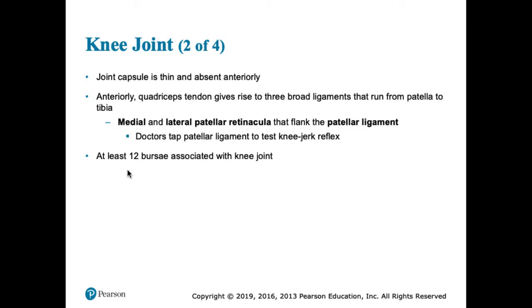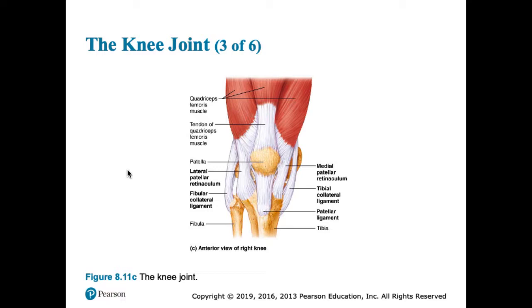And at least 12 bursae are associated with the knee joint. And so here you see there's the patella, and there's the tendon for the quadriceps femoris muscle. And what you see here is that fibular collateral ligament, that lateral patellar retinaculum, that patellar ligament, the tibial collateral ligament, and the medial patellar retinaculum.